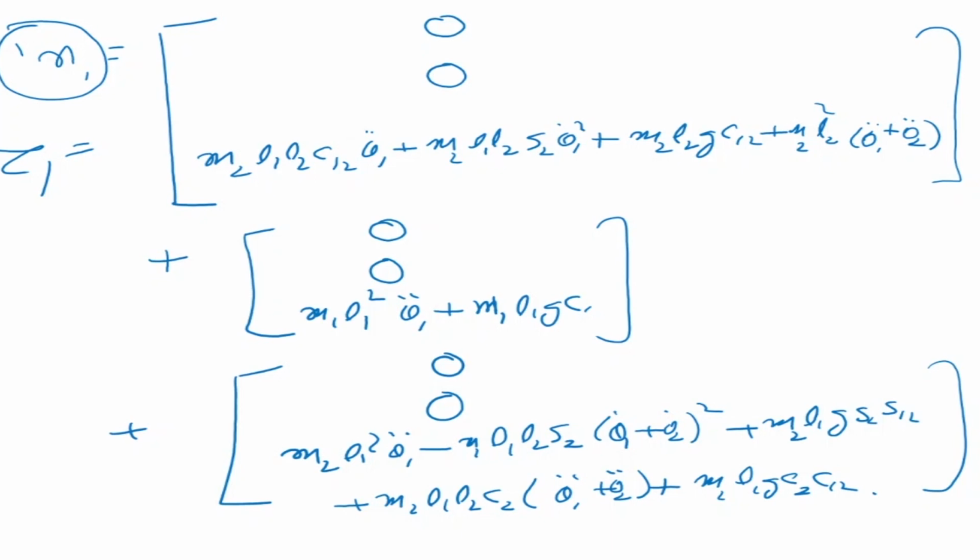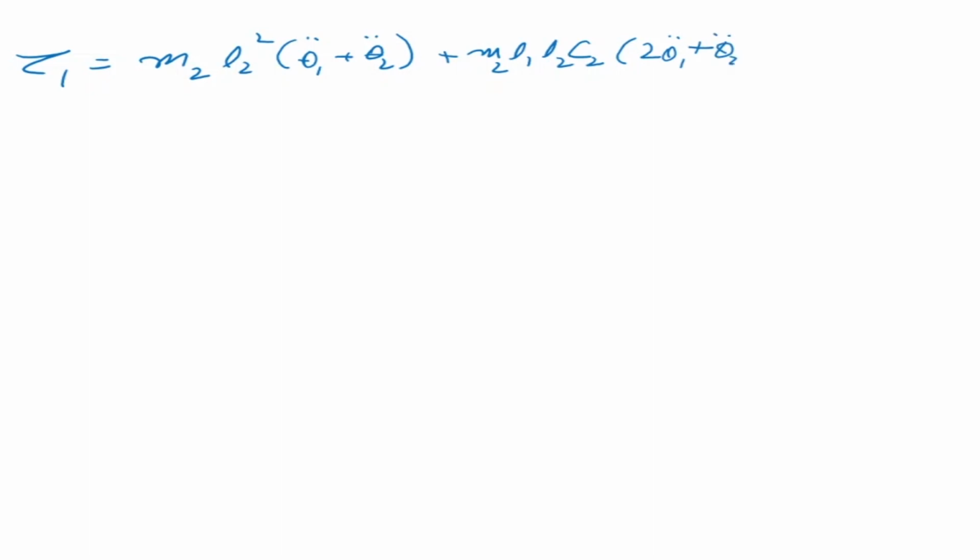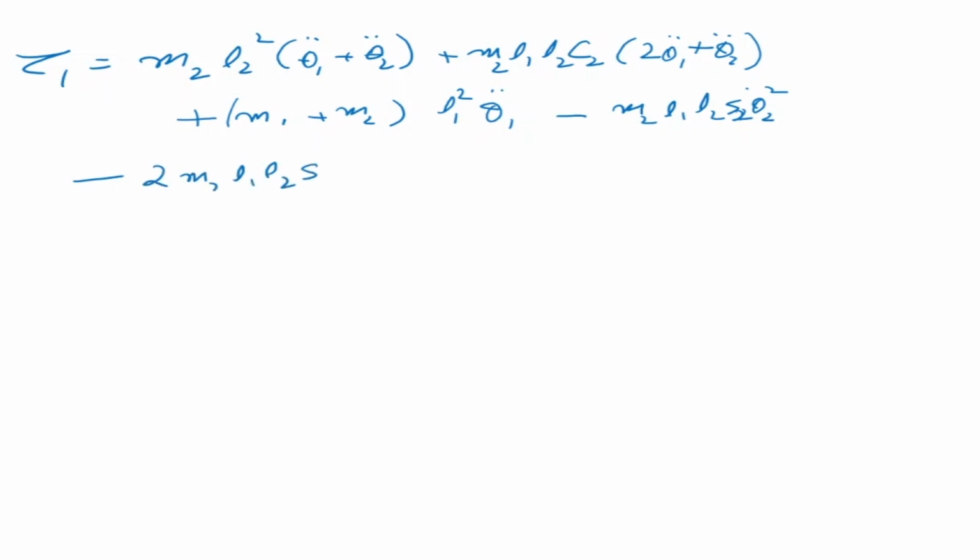So we have found the torques acting at the first joint and the torques acting at the second joint. Now if you write it in the form of the dynamic equation, the way it is written in terms of acceleration, velocity, then tau 1 comes out to be equal to m2 L2 squared (θ1 double dot plus θ2 double dot) plus m2 L1 L2 cos θ2 (twice θ1 double dot plus θ2 double dot) plus (m1 plus m2) L1 squared θ1 double dot minus m2 L1 L2 sin θ2 θ2 dot minus twice m2 L1 L2 sin θ2 θ1 dot θ2 dot minus m2 L2 g cos θ12 plus (m1 plus m2) L1 g c1.